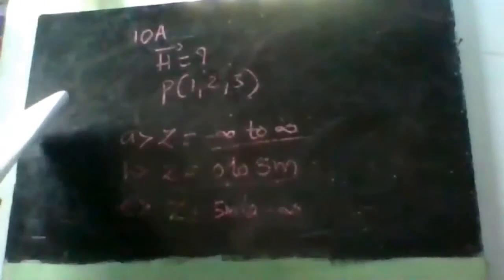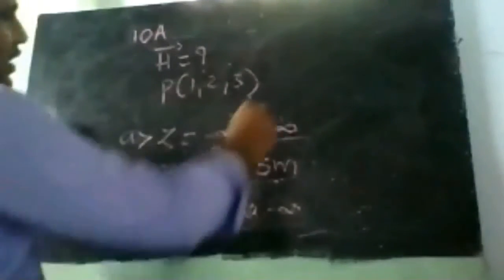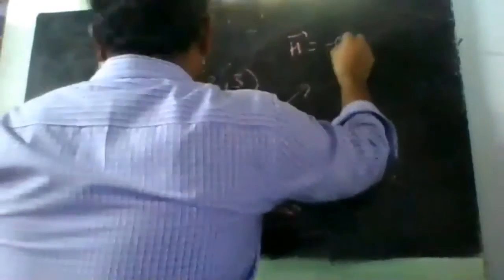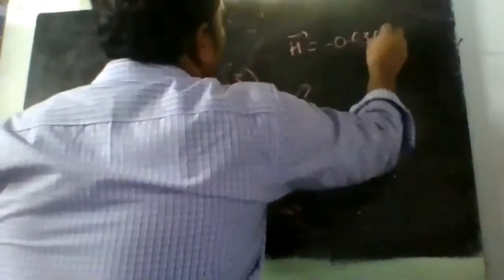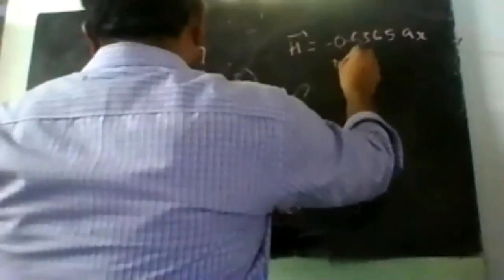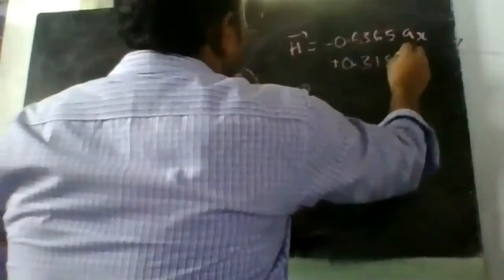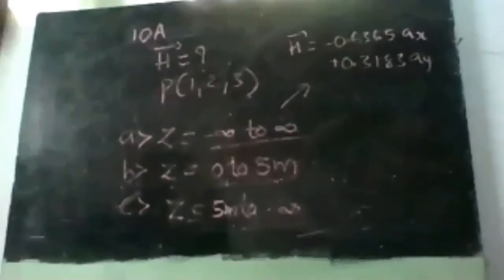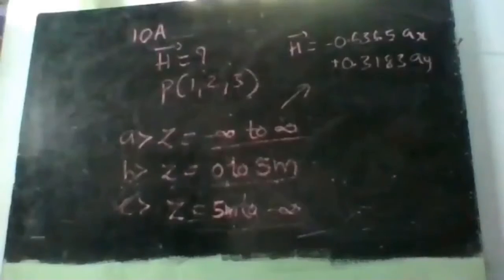I have solved the answer for myself. Okay, so in the first case, H bar will be equal to minus 0.6365 aX plus 0.3183 aY. Okay, so it is a vector. Remember, it is a vector. So we will get the H bar as minus 0.6365 aX plus 0.3183 aY.